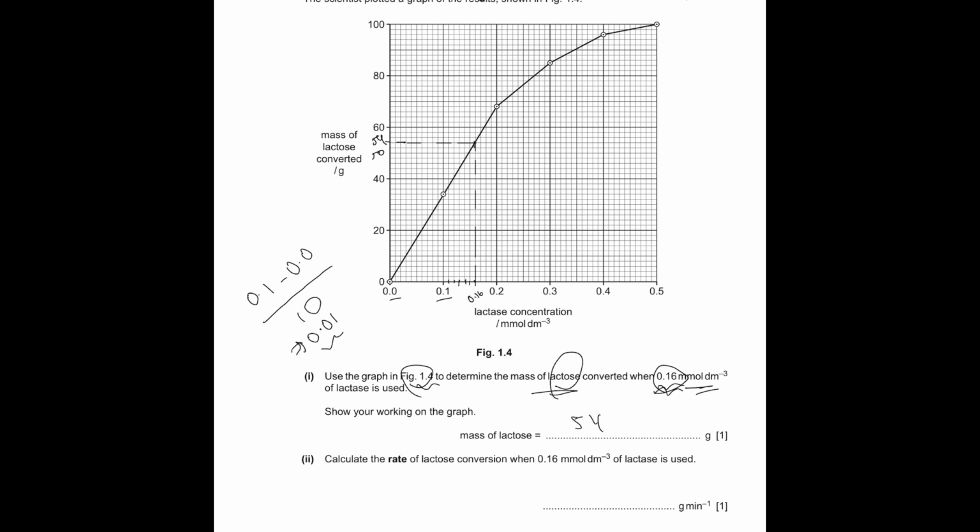Okay, so I came here, which is 0.16, and then you guys should indicate it on the graph, and then I got 54 here, and then to find the rate you're going to divide 54 by 10, which is 5.4, because it said the total time is 10.